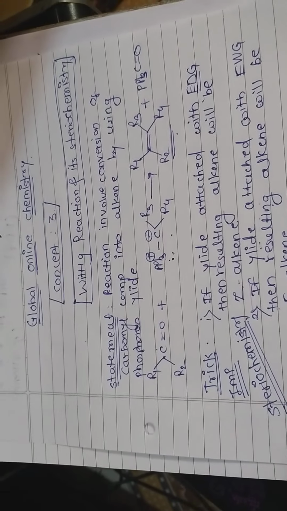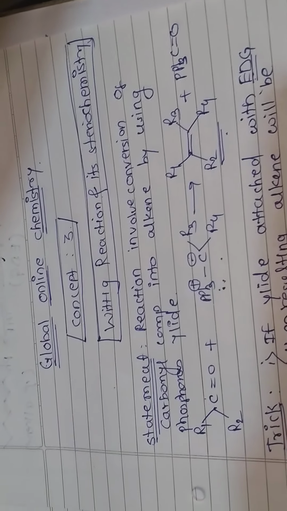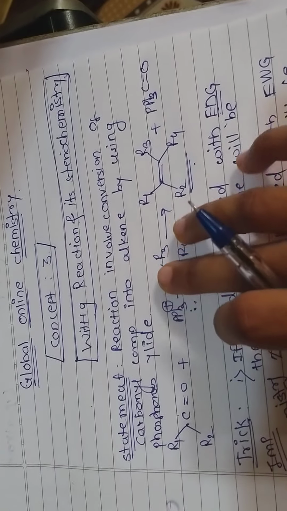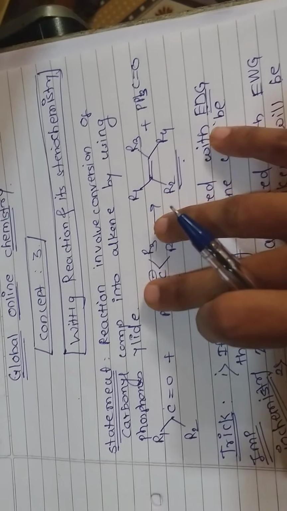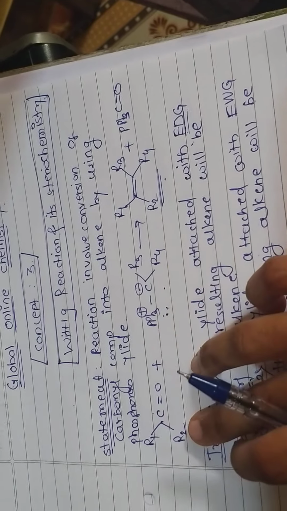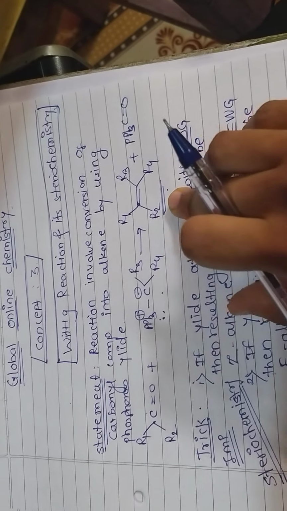Today we are going to deal with our important concept number 3, that is Wittig reaction and its stereochemistry. First of all, we are going to deal with what is our statement. The statement is that the reaction involves conversion of a carbonyl compound into an alkene by using phosphorus ylide. Now our reactants are a carbonyl compound and phosphorus ylide, and we get the product alkene.